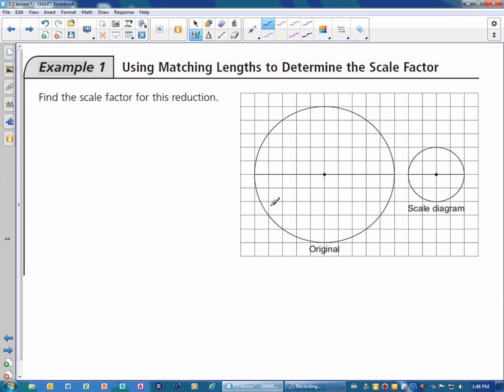All right, so example number 1 is nice and easy. It says find the scale factor for this reduction. And remember that your scale factor can always be calculated. I'm just going to write SF for scale factor. It can be calculated by taking the size of the diagram and dividing by the size of the original.